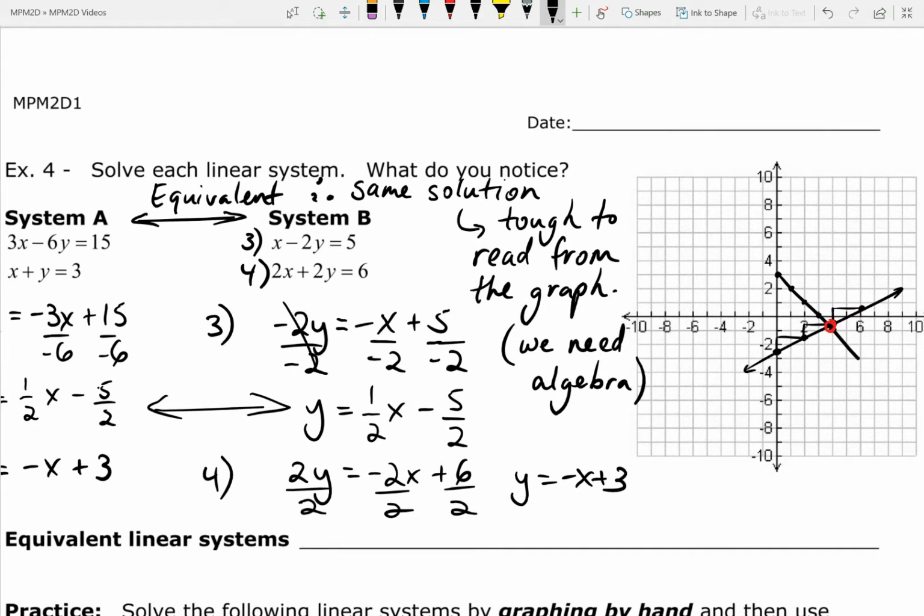And this is not the focus of the lesson. This lesson is about graphing by hand and solving by graphing by hand. So what we're going to do is save these algebraic methods, there's more than one, for the next video.